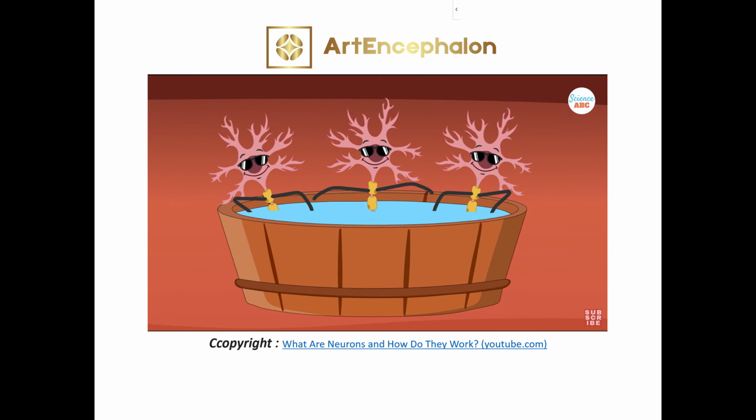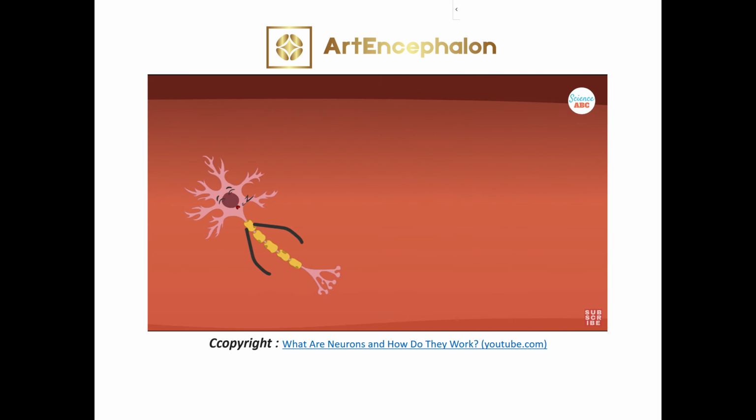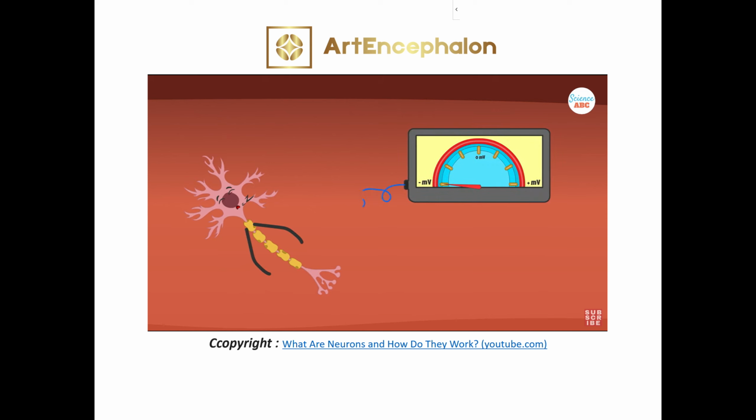Each neuron, when at rest, maintains a voltage difference arising from the electrochemical gradient, just as a battery maintains a certain voltage between its poles. This voltage of approximately -70 millivolts is referred to as the resting potential of a neuron.